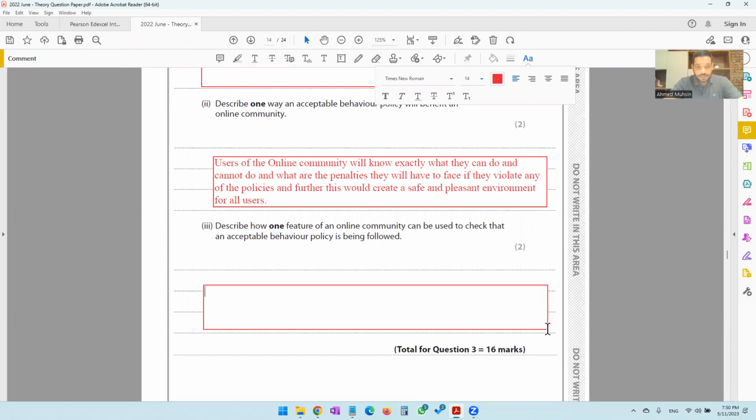You can say a profanity filter would automatically filter out comments or posts that contain swear words in them. So this is one feature an online community can have in order to support its behavior policy. With that, we have come to the end of question number 3. Next, we move on to question number 4.